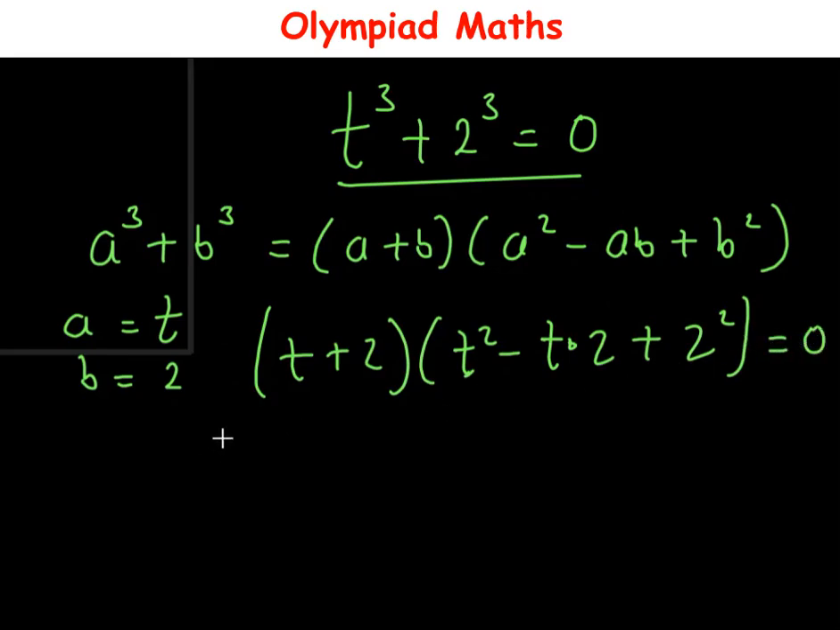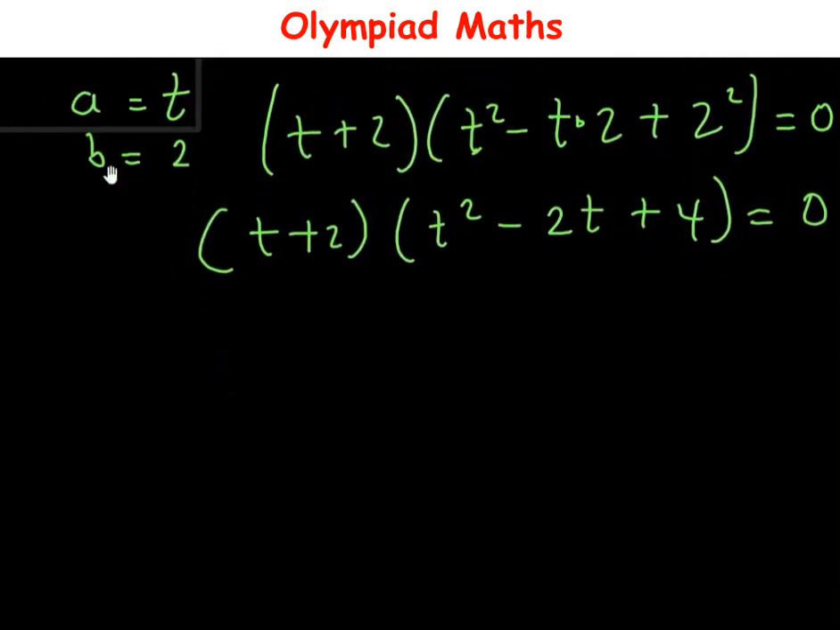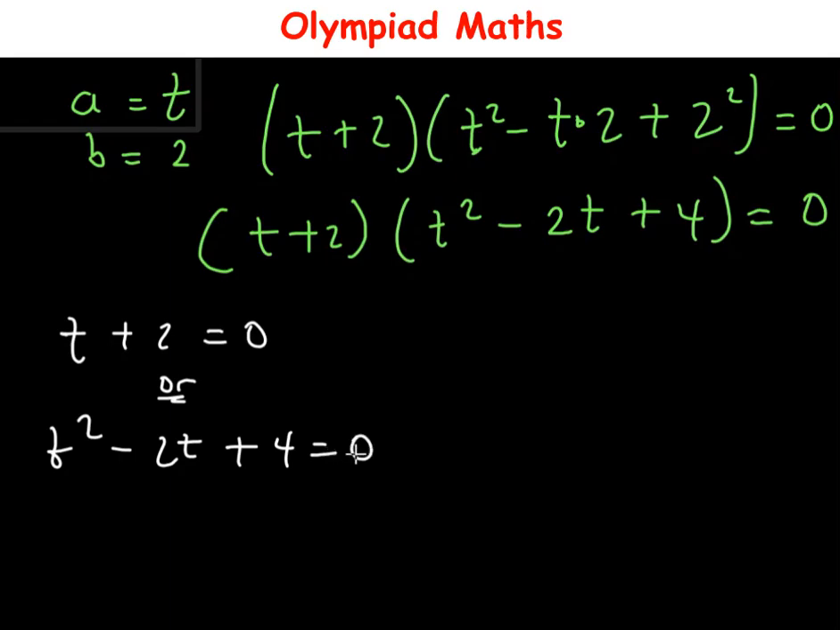And from here, we have it as t plus 2 multiplied by t squared minus t times 2, 2t, plus 2 squared is 4, is all equal to 0. So from here, what we can do is equate this to 0, also equate this equation to 0. So from here, t plus 2 equals 0, or t squared minus 2t plus 4 is equal to 0.